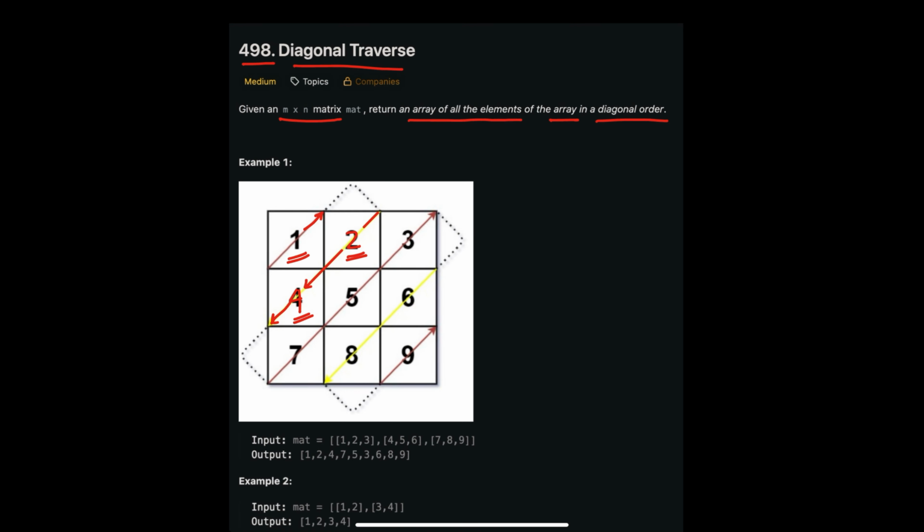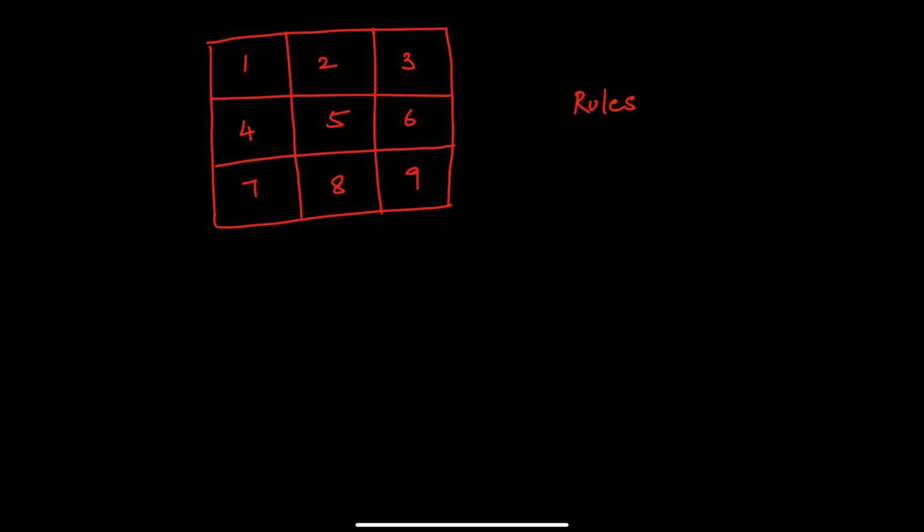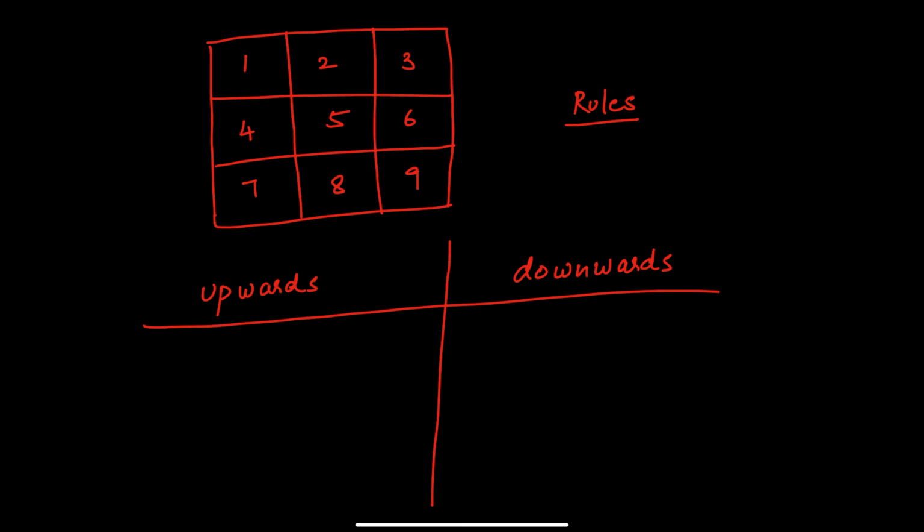The problem statement is very easy to understand. Let's switch to whiteboard and discuss how we can solve this problem. Let's start by identifying some of the rules that will help us come up with a solution. As there are two different directions, upwards and downwards, we should have different set of rules for each of them.